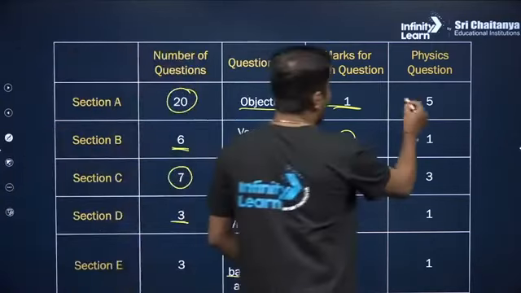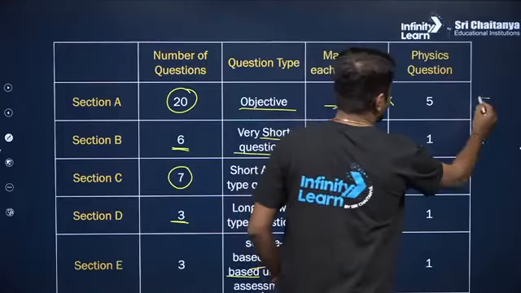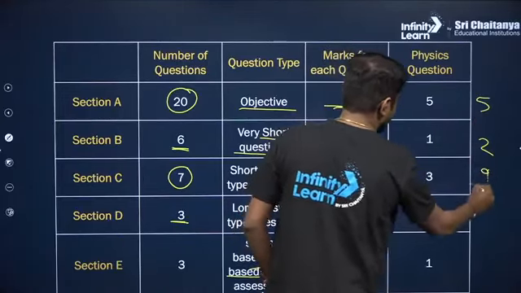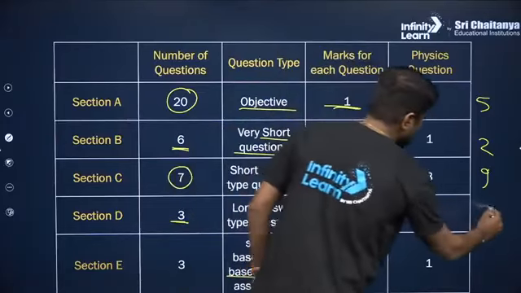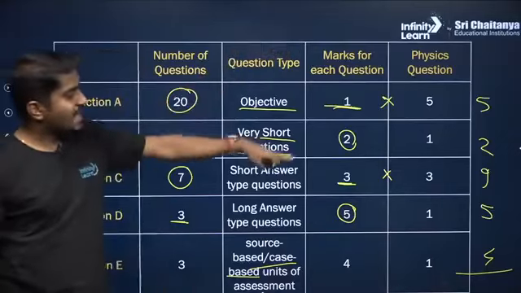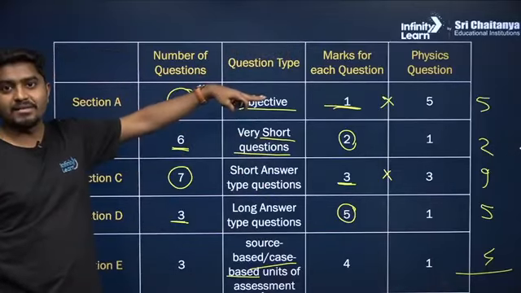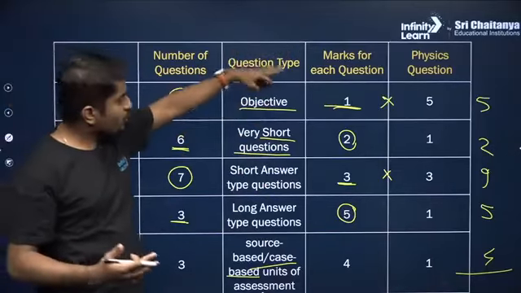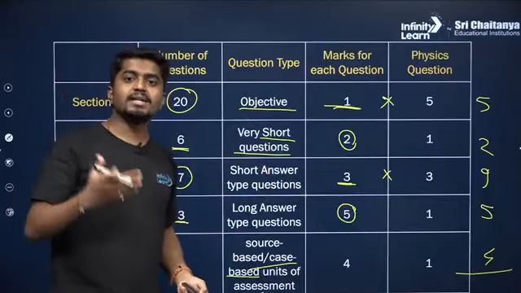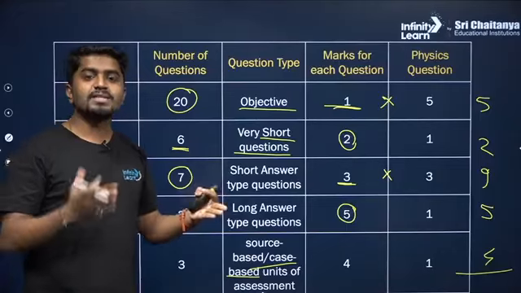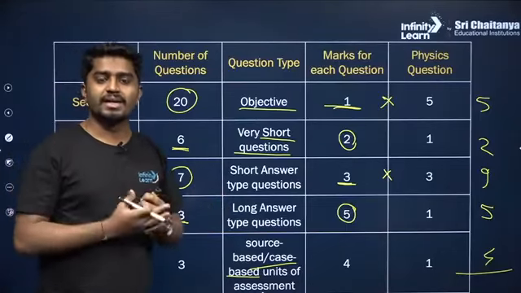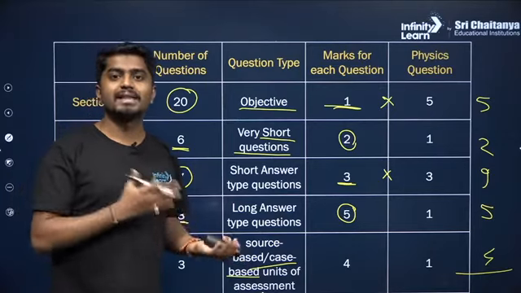So in total, if you add 5 into 1 which is 5, 2 into 1 which is 2, 3 into 3 which is 9, then 5 into 1 which is 5 and 4. If you add all of this, 9 plus 9 is 18 plus 7 which is 25. So 25 marks are for physics, 25 marks for chemistry, 25 marks for biology, and the last 5 marks are for environment. That will be covered by Devika ma'am.